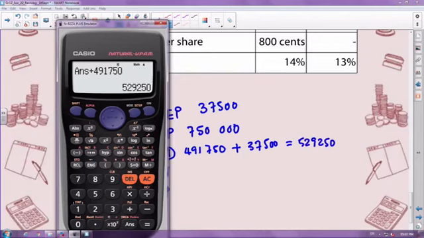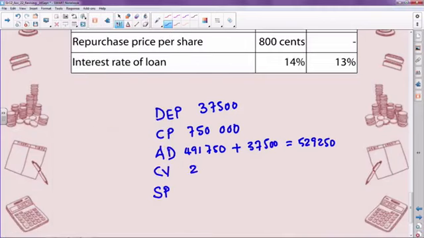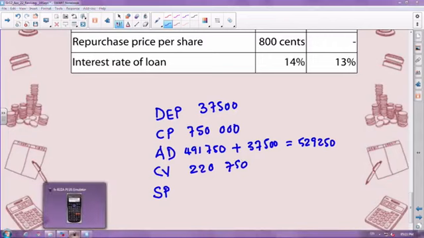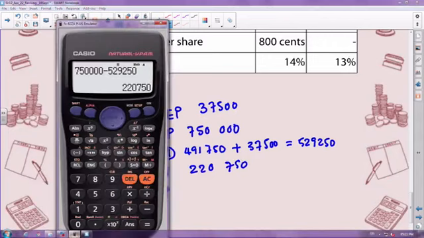I now take my cost price, which was 750,000, minus the 529,250, and that will give me a figure of 220,750. Right. 220,750. Let's just verify if that figure is correct. 220,750. That was my carrying value.